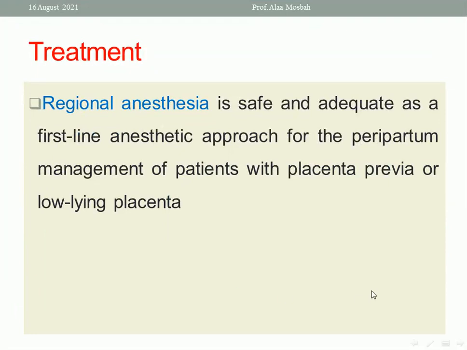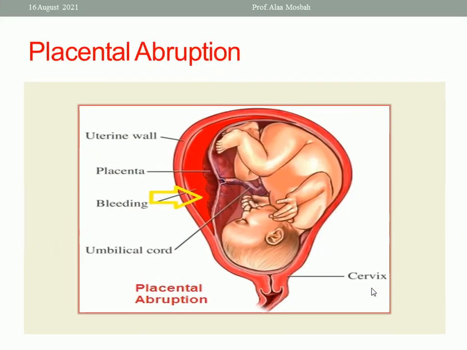Which is better, general or regional anesthesia? Regional anesthesia is safe and adequate as a first-line anesthetic approach for the peripartum management of patients with placenta previa or low-lying placenta. Let us go to the placental abruption.